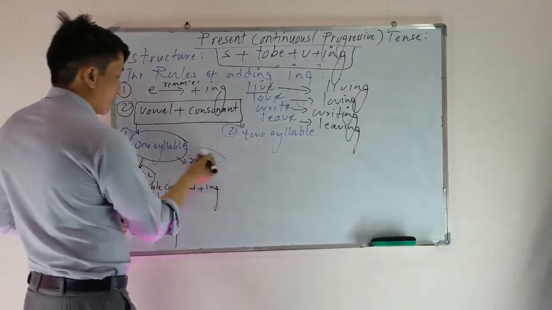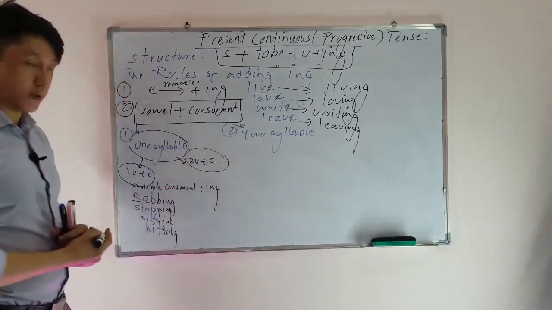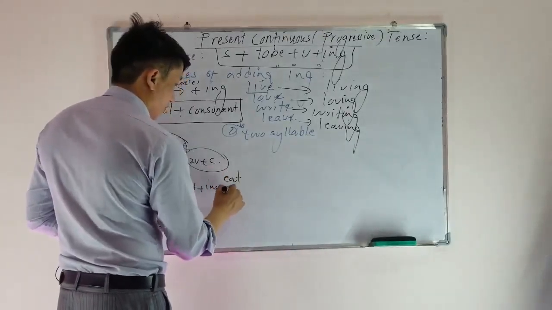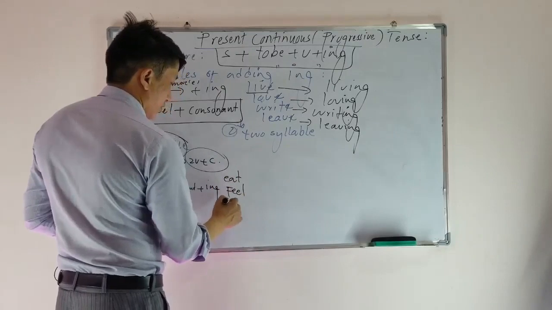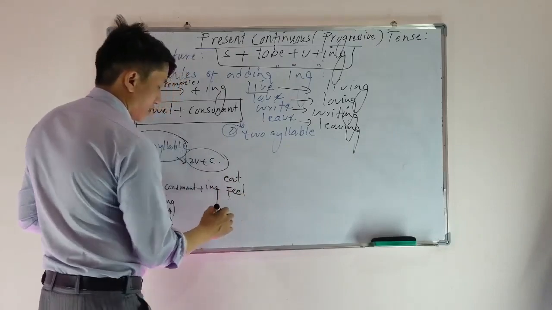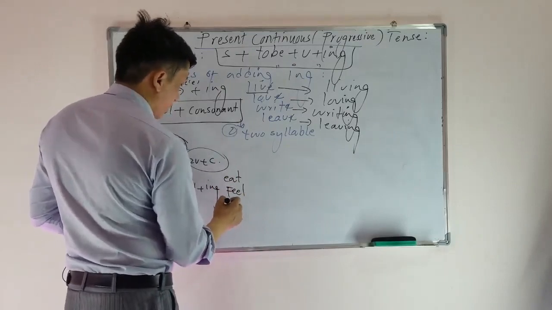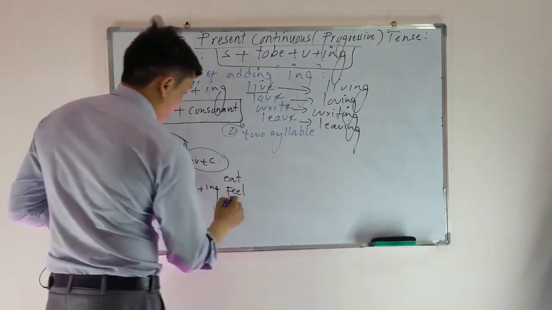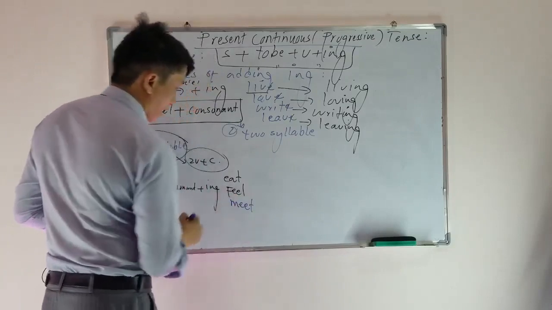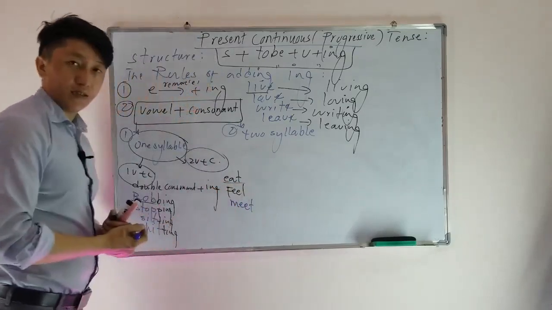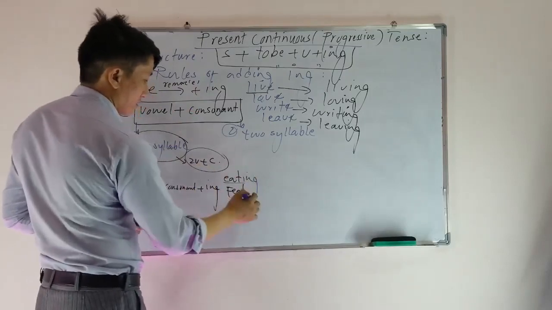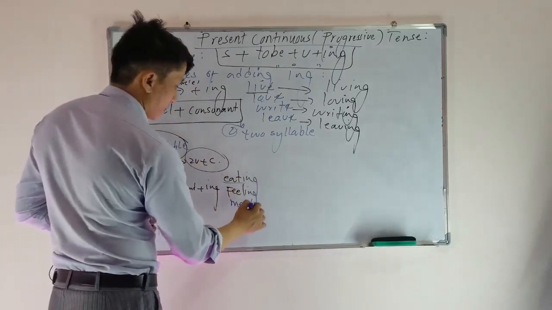The next one, if we have 2 vowels plus consonant, what do we do at that time? For example, we have eat, feel, and meet. Here eat is 2 vowels plus consonant, so we just add ing. Feel becomes feeling, meet becomes meeting.